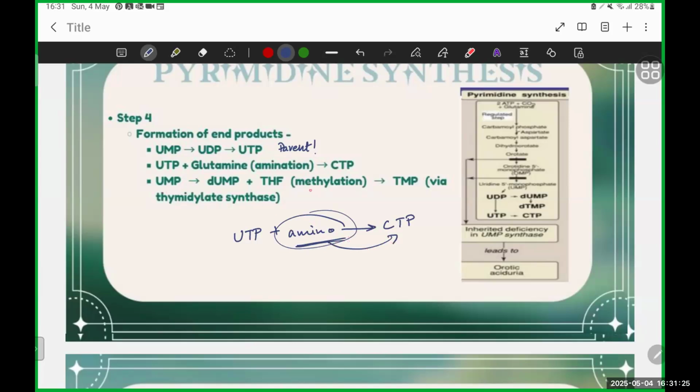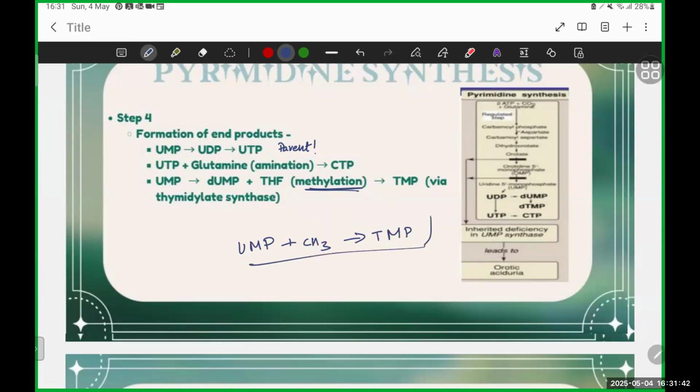Again, you have the methylation part. UMP plus methylation, CH3, then you have thymidine. Thymidylate synthase, because it's basically thymine synthase.